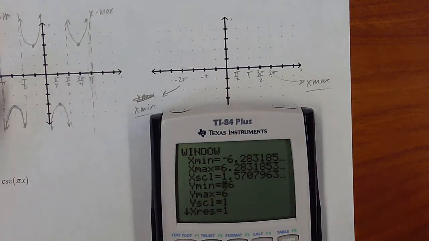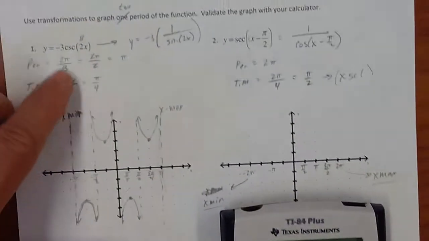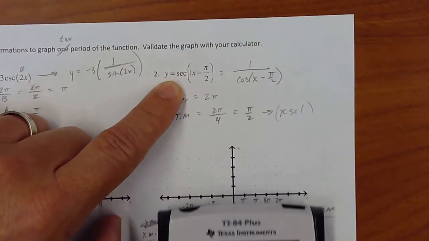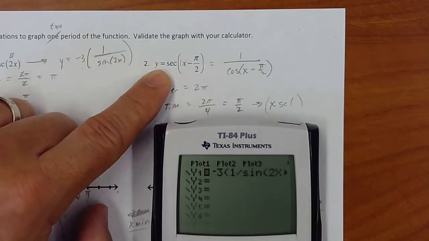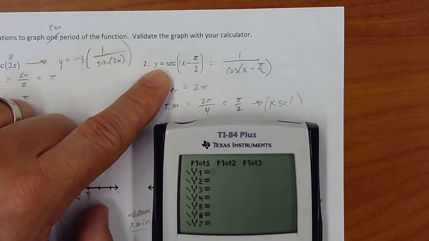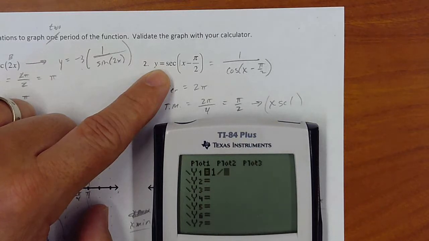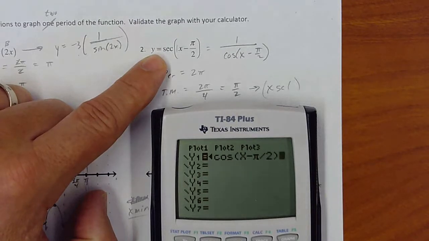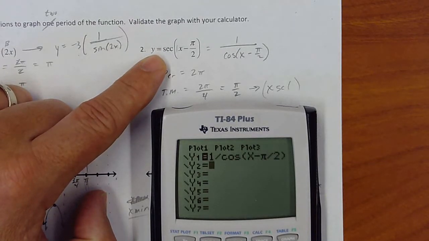And then we got to remember to change our function rule. Right now, I still have the -3 cosecant in there. We got to tell it this function rule. Okay, so y equals, clear what we have in there, 1 divided by cosine this time, x minus pi over 2. Okay. And now we're ready to graph.